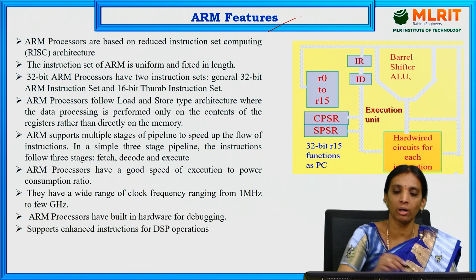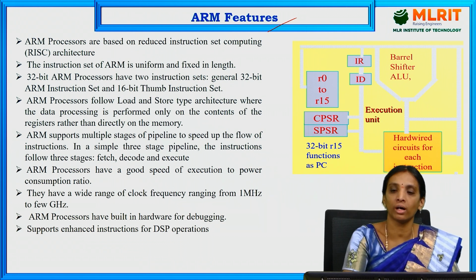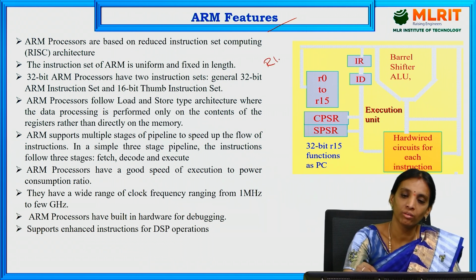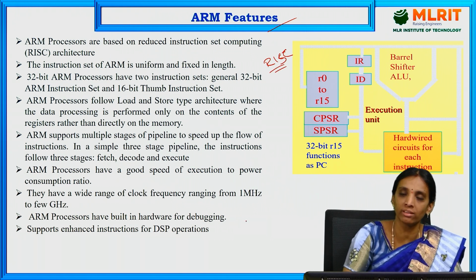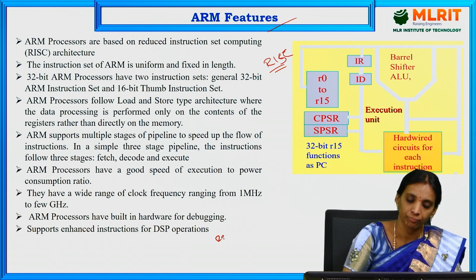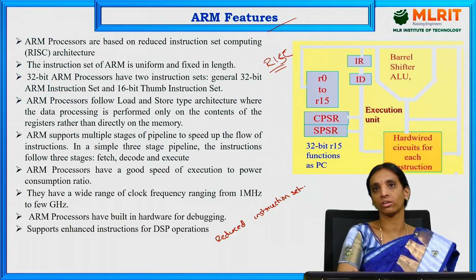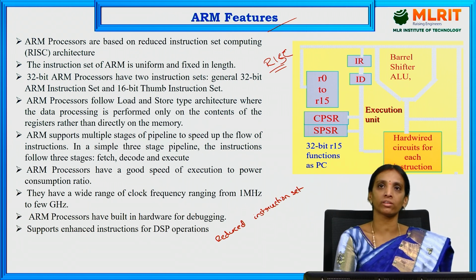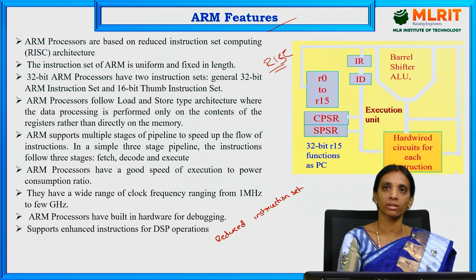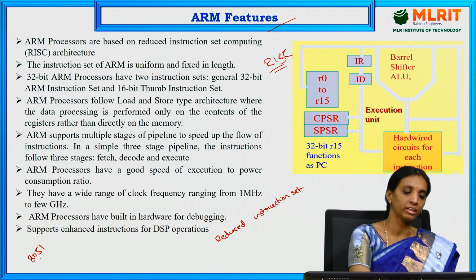Here the first one is ARM processor. The ARM processors work based on the RISC architecture. RISC architecture is nothing but reduced instruction set architecture. There are two types of architectures available for embedded processors. One is complex instruction set architecture, another one is reduced instruction set architecture. In older versions, we have the complex instruction set architecture, for example 8051.